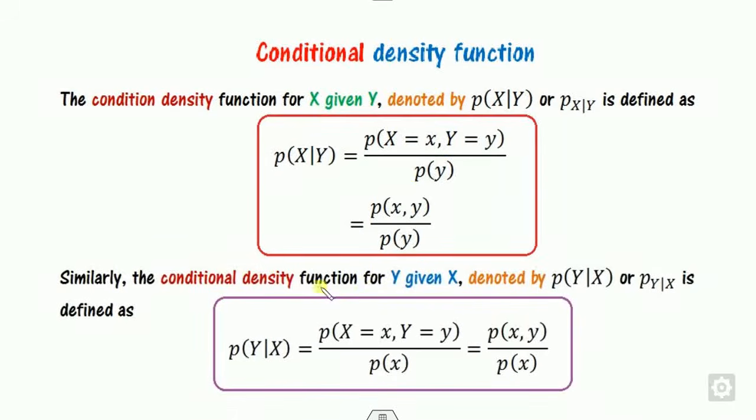Similarly, you can find the conditional of y given x. Since the denominator is a function which depends only on x, it is the marginal of x, and here the numerator is the function of x and y both. So this is called the joint density function.